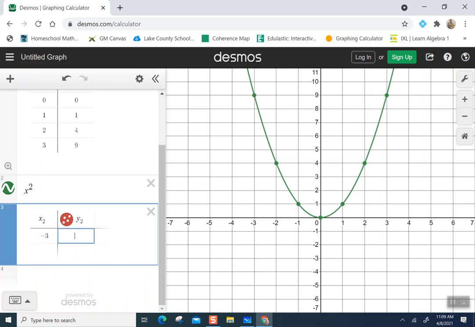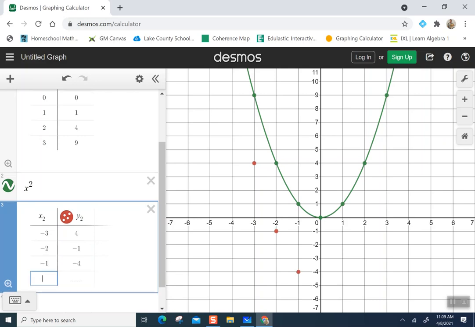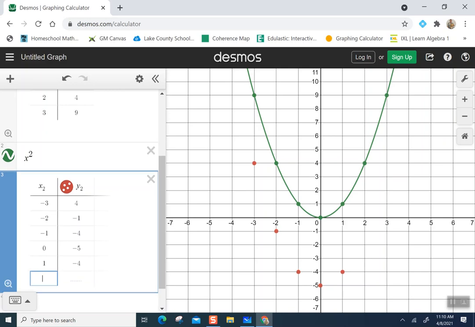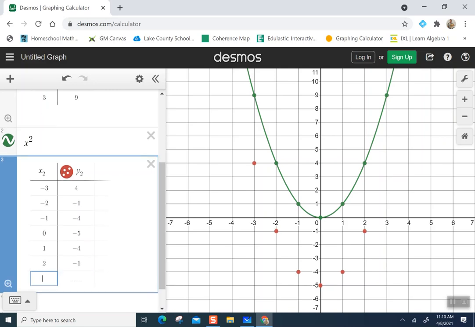So -3 goes to 4. -2 goes to -1. -1 goes to -4. 0 goes to -5. And then 1 goes to -4. 2 goes to -1. 3 goes to 4. And if you look closely, you should start seeing the pattern.